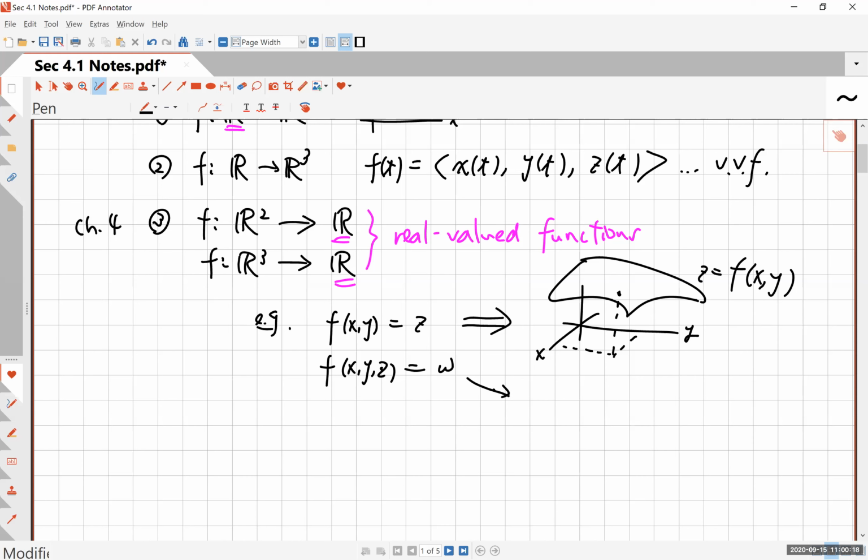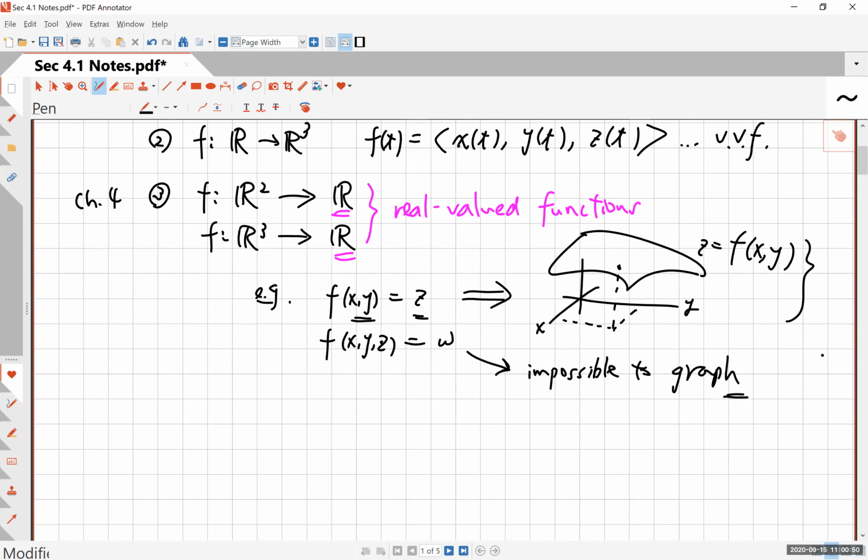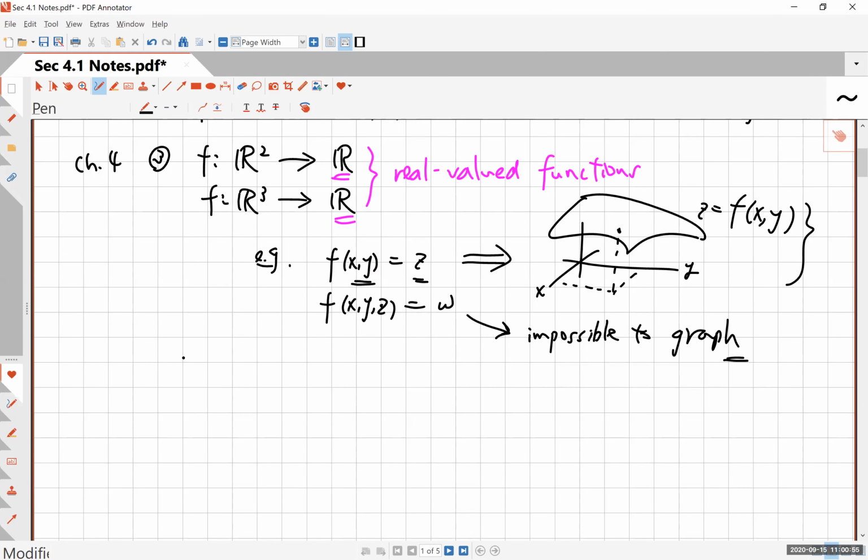Now this, if you have the domain that's a subset of three-dimensional space, then it's more difficult. And in fact, it is impossible to graph, right? Why? Because as you can see, if you have the domain that's two-dimensional and the codomain or the range is one-dimensional, altogether it's required that you have three dimensions. So to graph this one, you have to have a fourth dimension, which is really, really hard for us to visualize.